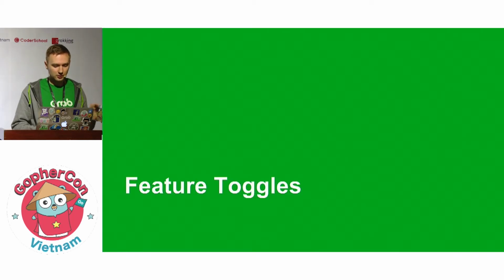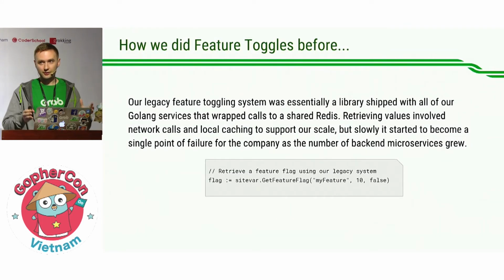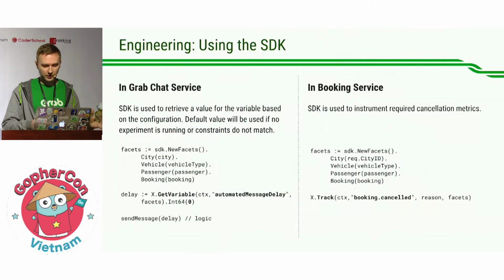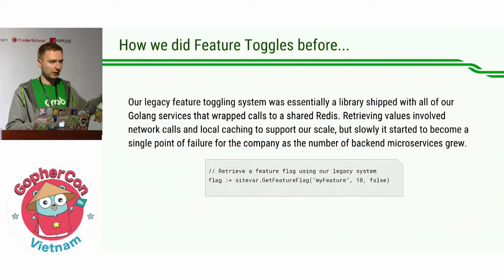So, to reiterate, why did we even bother having this context, with this weird thing with the facets? Well, we had a feature toggle system, which we used to call sidevar. I think it was inspired by Facebook, if I remember well. And it was static. It was: here's my feature, here's my default value, some numbers, and that was just that.